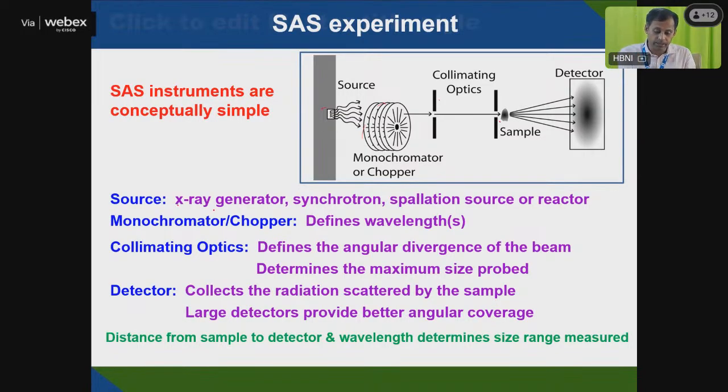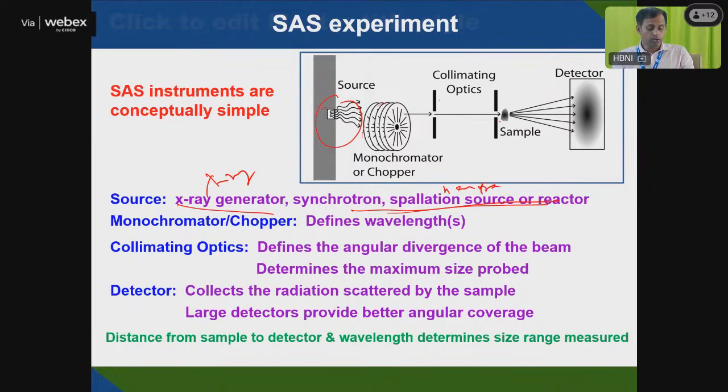So we have an X-ray source generator. You need an X-ray source that will generate X-rays, or a synchrotron or spallation source for production of neutrons. This one is mainly for X-ray, and these three are commonly used as neutron sources.